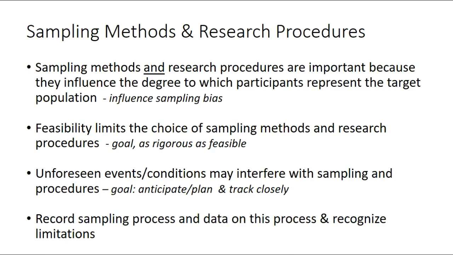Researchers are always limited by feasibility: who is your sample, what is the setting in which you're doing your study, how much funding do you have to get help. Obviously your goal is to use methods that are as rigorous as feasible. It's also helpful to anticipate ahead of time unforeseen events and conditions that could interfere with your sampling procedures and your study procedures. If you can plan ahead, you can head some things off.